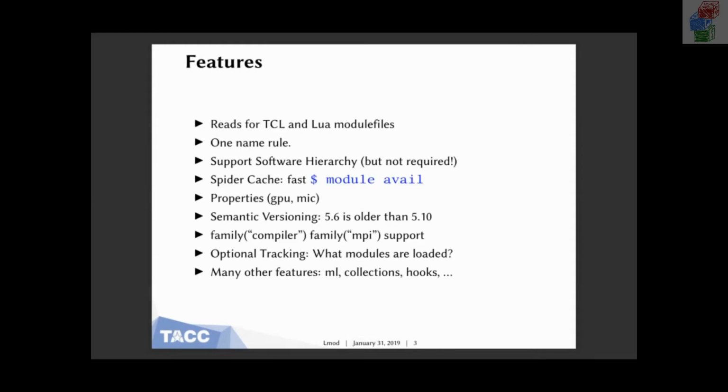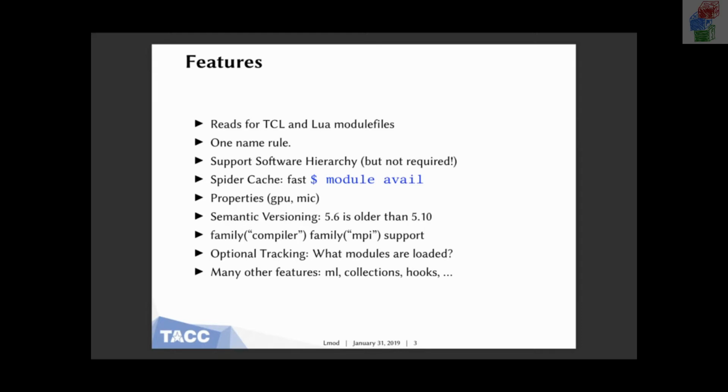So Lmod reads modules that are written in TCL or Lua. It has the one name rule, which means you can only have one version of GCC loaded at a time. It supports a software hierarchy, but it's not required. It has a way to remember all the module files, or as many as you want, system module files say, and that means you can do things like a fast module avail or a fast module spider. Modules can have properties, things like, is it built for a GPU or a mic, or is it alpha, beta, or deprecated or something?